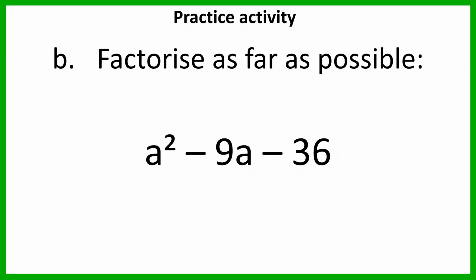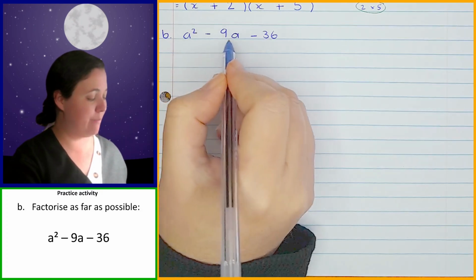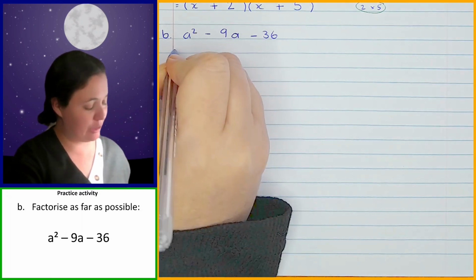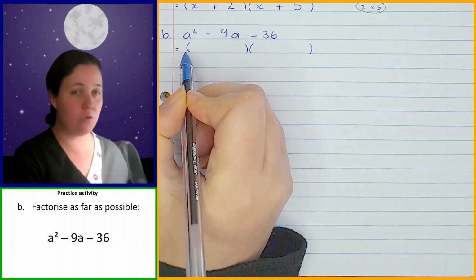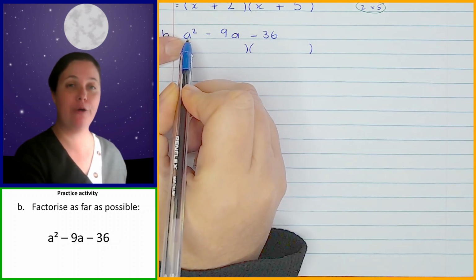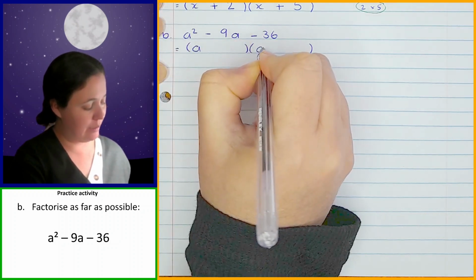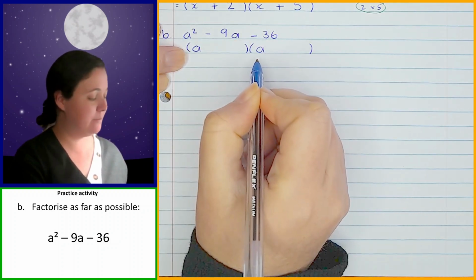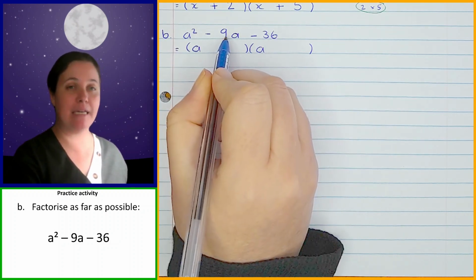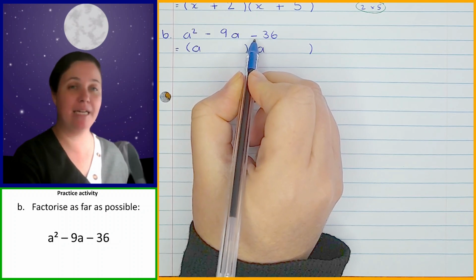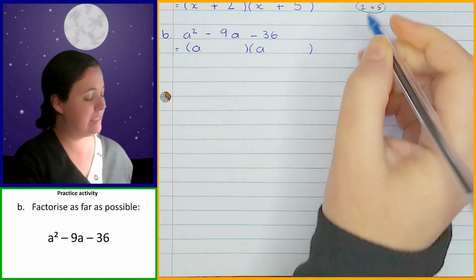Okay, so let's go through that question. Over here, I've got a squared minus 9a minus 36. I'm going to start off by opening my two sets of brackets. The square root of a squared is a. That's going to go as the first term in each of the two sets of brackets. Then I'm looking for factors of 36, and I need to be able to get 9. But this time, because this is a minus, I'm going to be subtracting the factors of 36 to get 9. So first let's see what the factors are.